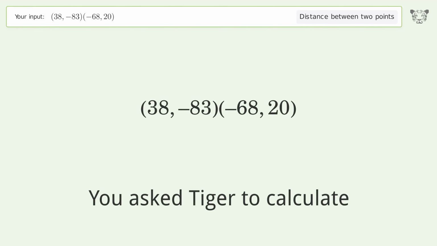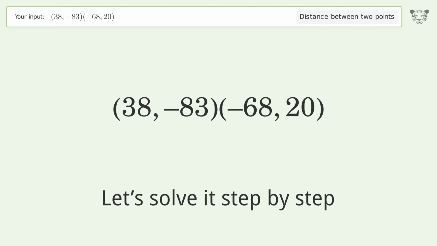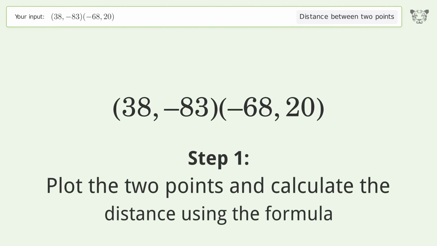You ask Tiger to calculate. This deals with the distance between 2 points. The distance between the 2 points is the square root of 21,845, or 147.801. Let's solve it step by step. Plot the 2 points and calculate the distance using the formula.